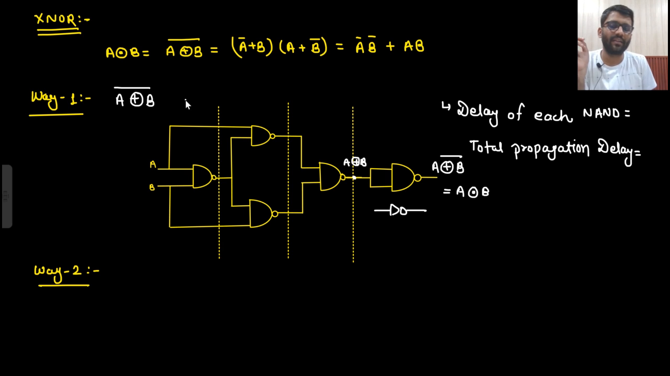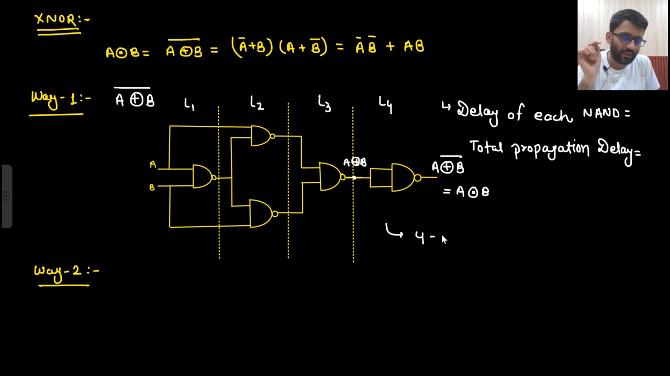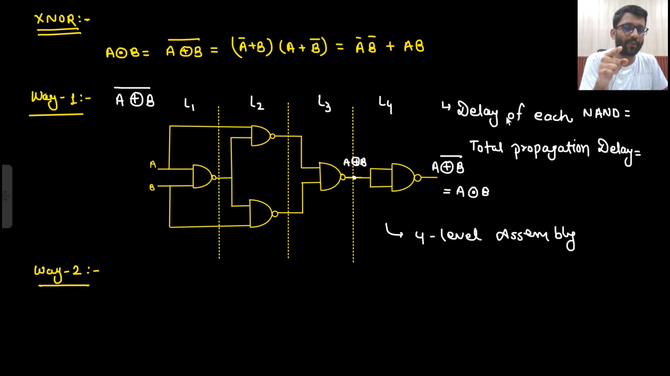How many levels are there? Level 1, level 2, level 3 and level 4. So this is a 4-level assembly. This inverter I will remove. If the propagation delay of each NAND gate is TPD, then what will be the total propagation delay? That would be 4 TPD.